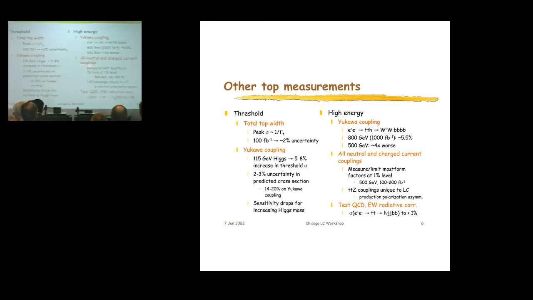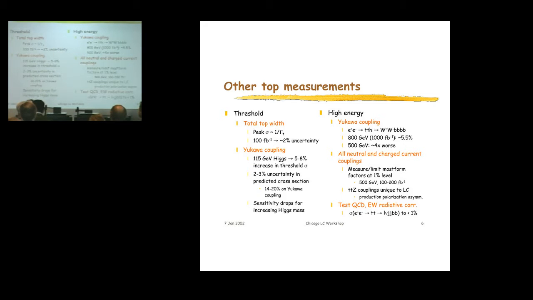In addition, you can extract all of the neutral and charged current couplings of the top quark with a relatively modest luminosity at 500 GeV. You can get most of the form factors at the 1% level. There's a handful where you would extract them at about the 5% level. And the neutral couplings are unique to the linear collider because of the production polarization asymmetry that you can use to extract those.